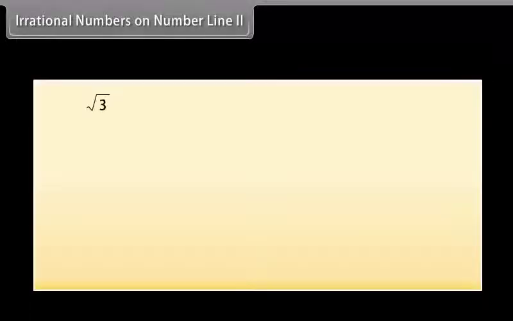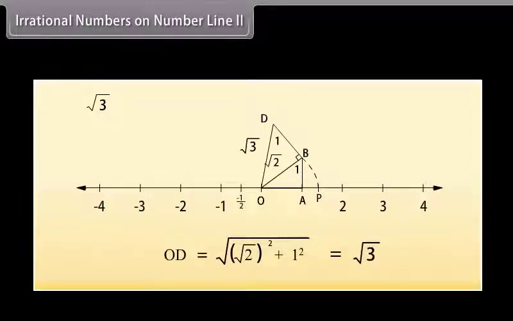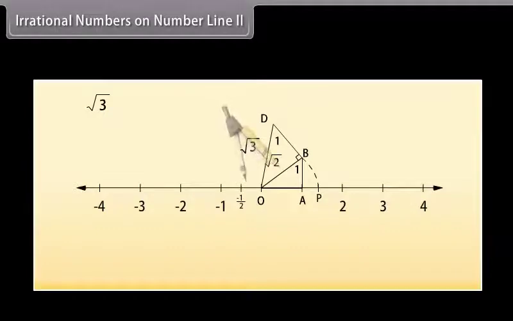Irrational numbers on number line 2. Similarly, to locate square root of 3 on the number line, we will construct BD of unit length perpendicular to OB. Then, by the Pythagoras theorem, OD is equal to square root of 2 square plus 1 square, which is equal to square root of 3. Now, using the compass with center O and radius OD, we will draw an arc intersecting the number line at point Q. The point Q corresponds to square root of 3 on the number line.